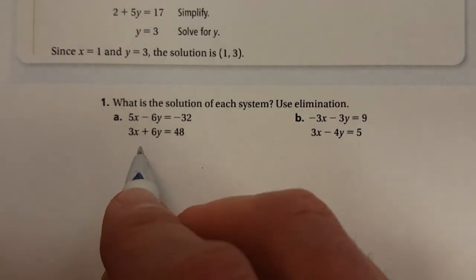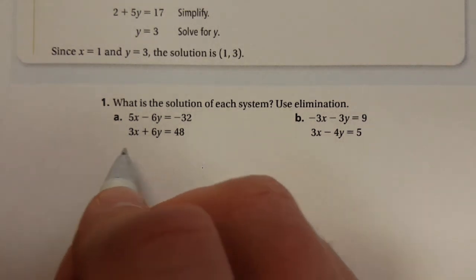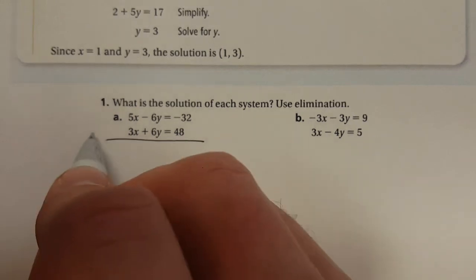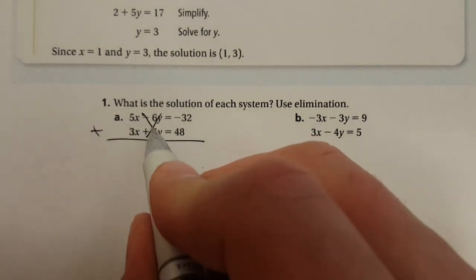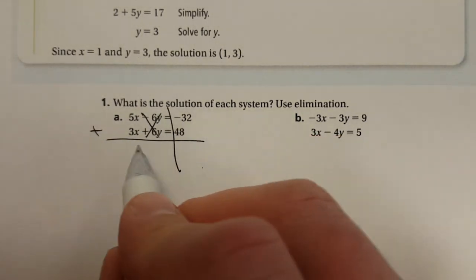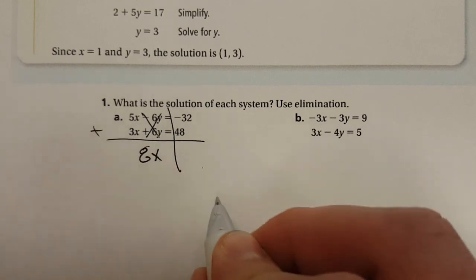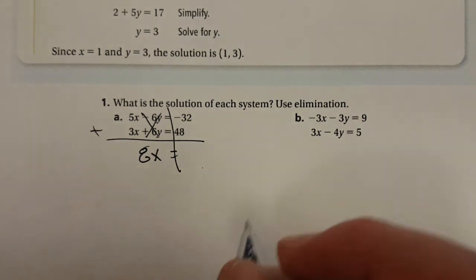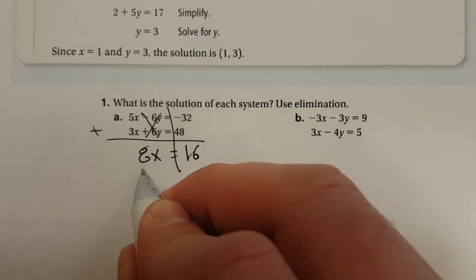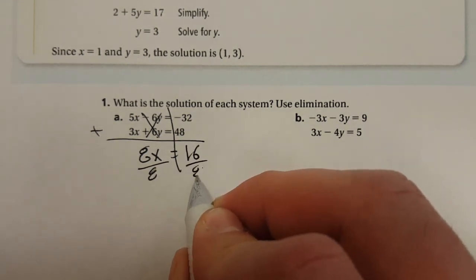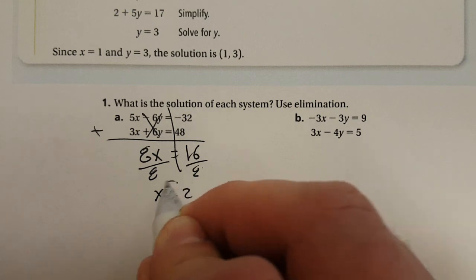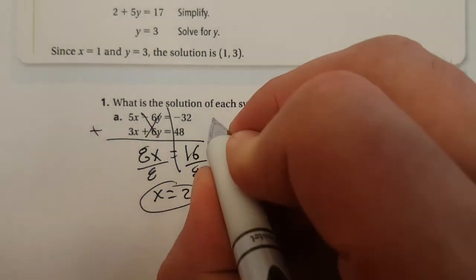So here we go. Watch this. Here's the Got It question. This is for your notes, friends. I'm going to add because I have opposites. Boom, they're going to cancel. I add the left, I add the right. A 5x and a 3x together make an 8x. And a negative 32 and a 48 make a 16. Divide by 8, divide by 8, x equals 2. There's one of my pieces, friends.